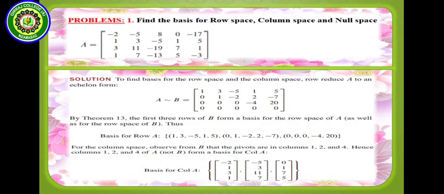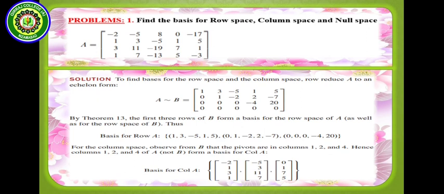Now here is the problem. Find the basis for the row space, column space and null space. First, A is given as: 2, minus 5, 8, 0, minus 17; 1, 3, minus 5, 1, 5; 3, 11, minus 19, 7, 1; 1, 7, minus 13, 5, minus 3.